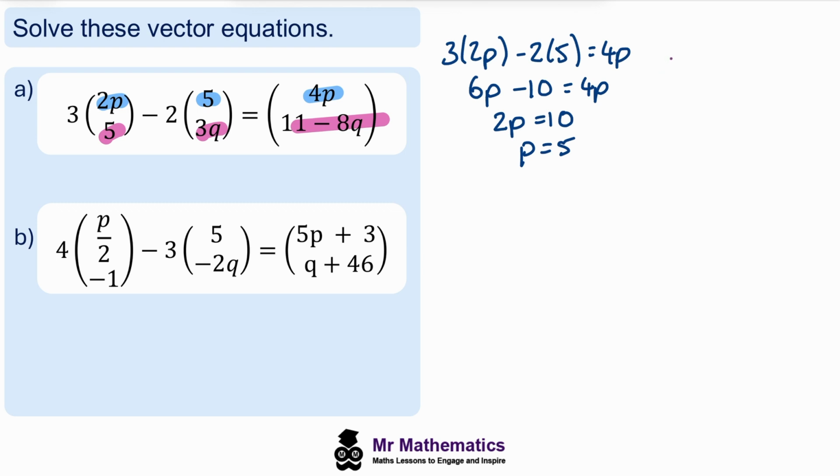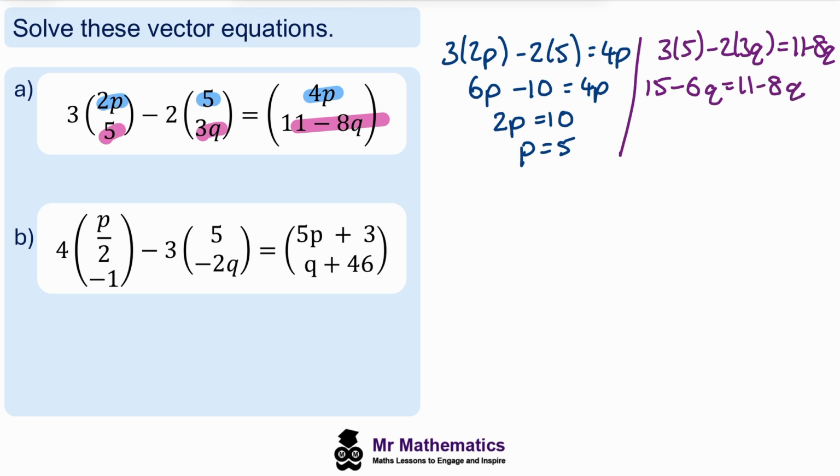And then for our vertical components, we'll have 3 lots of 5 minus 2 lots of 3q will equal 11 minus 8q. So 15 minus 6q will be 11 minus 8q. We'll move the negative 8q's to the other side. So we get 15 plus 2q, negative 6 plus the 8. That will equal 11. And then we'll move a 15 to the right-hand side. And that will give us negative 4. So q must equal negative 2.